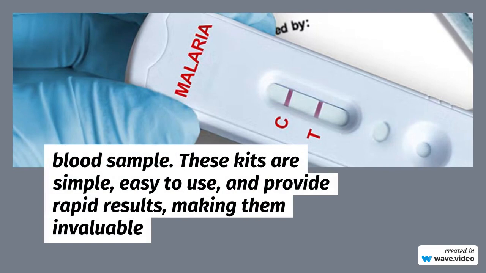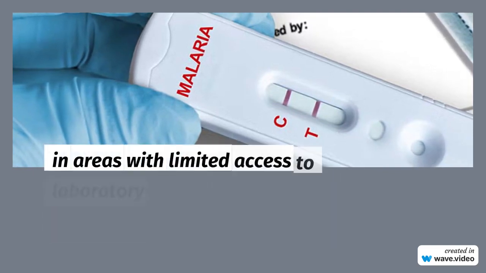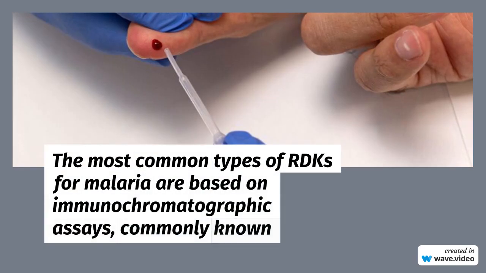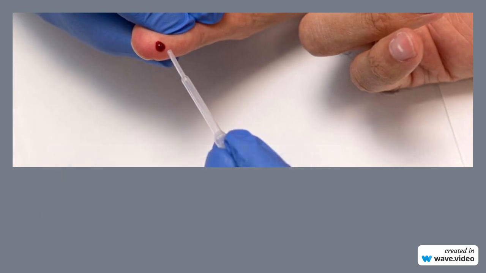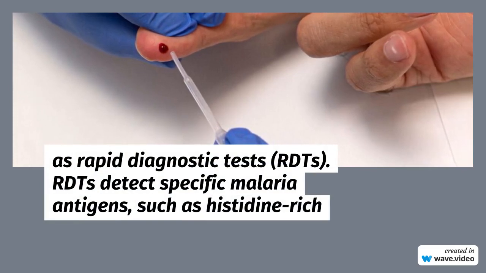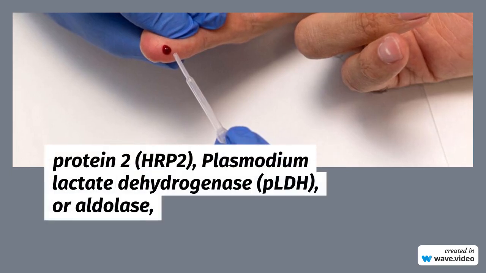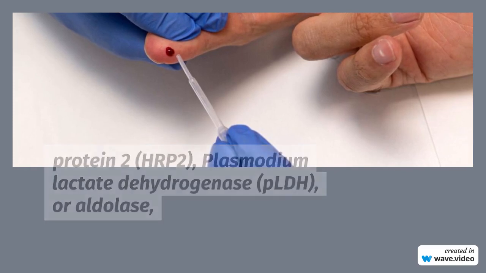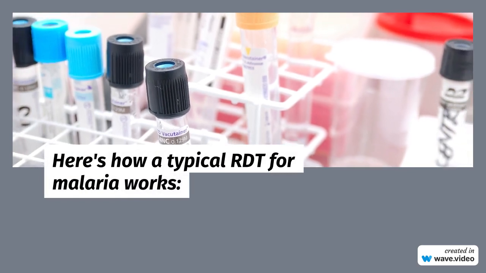These kits are simple, easy to use, and provide rapid results, making them invaluable in areas with limited access to laboratory facilities. The most common types of RDKs for malaria are based on immunochromatographic assays, commonly known as rapid diagnostic tests, RDTs. RDTs detect specific malaria antigens such as histidine-rich protein 2, HRP2, Plasmodium lactate dehydrogenase, pLDH, or aldolase, depending on the specific test. Here's how a typical RDT for malaria works.